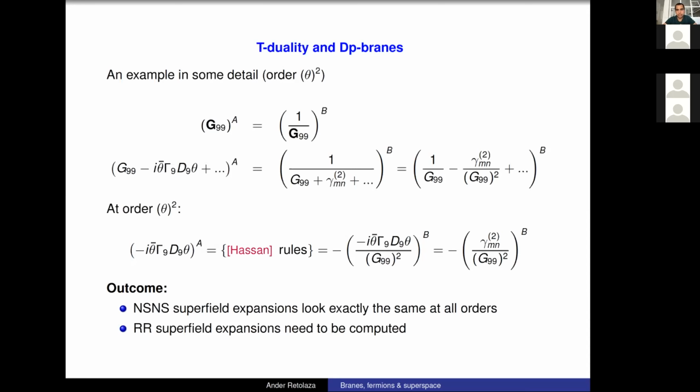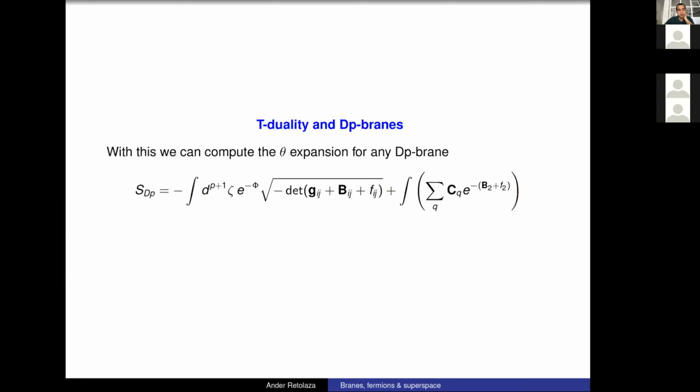Not surprisingly, in the Neveu-Schwarz sector, the superfield expansion, both in type 2A and in type 2B, looks exactly the same. But in the Ramond-Ramond sector, you have different gauge potentials, and therefore it needs to be computed case by case. By doing that, you can obtain the brane action for any Dp-brane at any fermionic order in principle. But as I told you, higher orders in fermions become very complicated. Already at order 4 it is actually a mess.